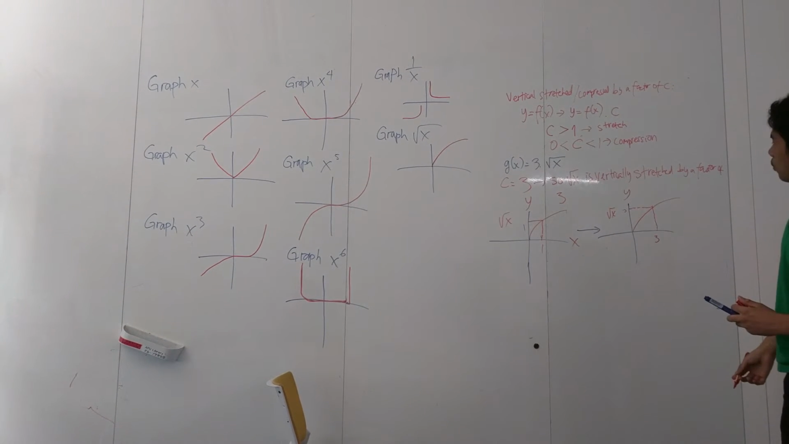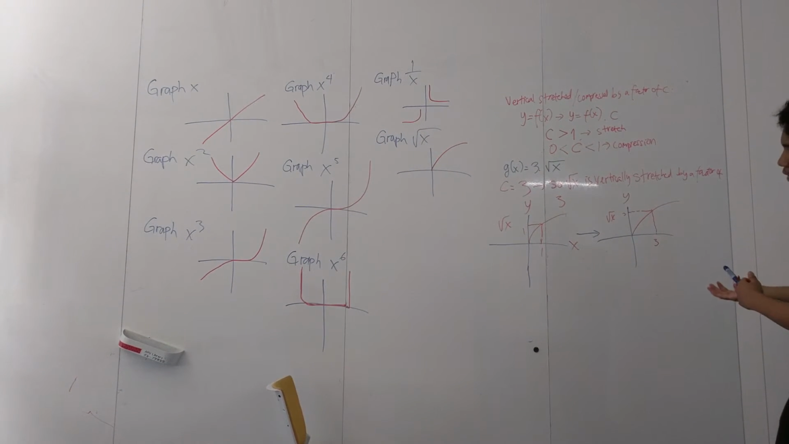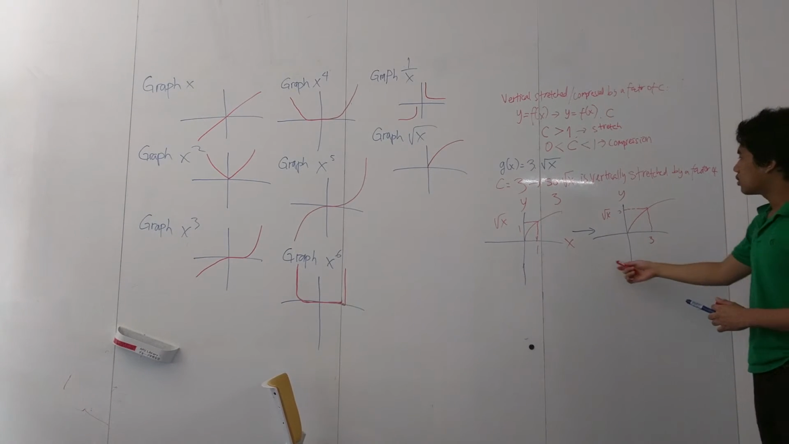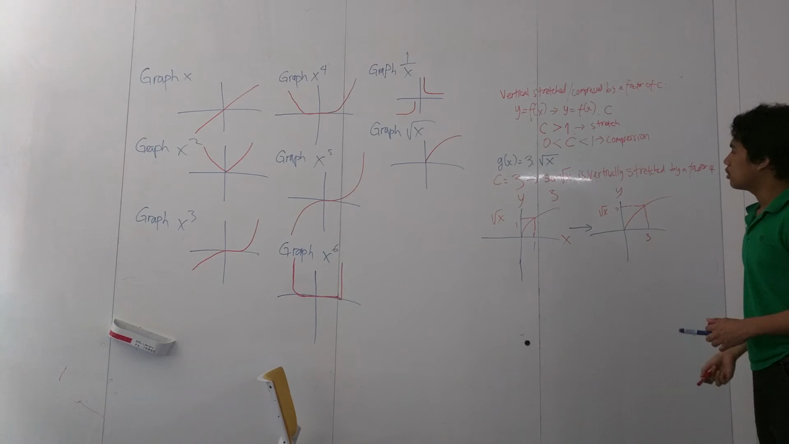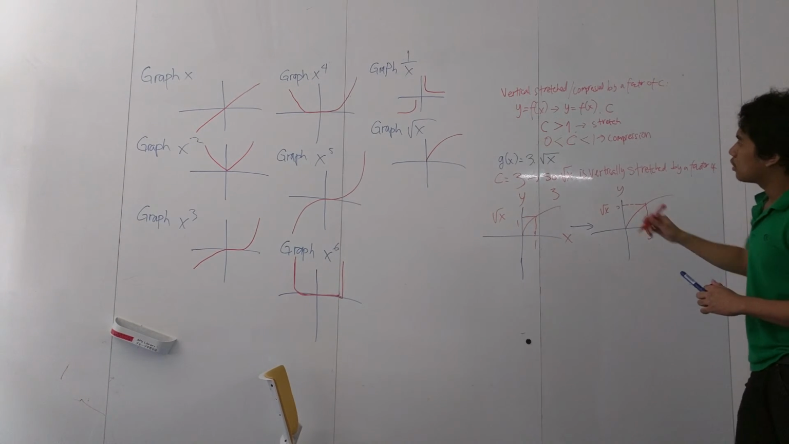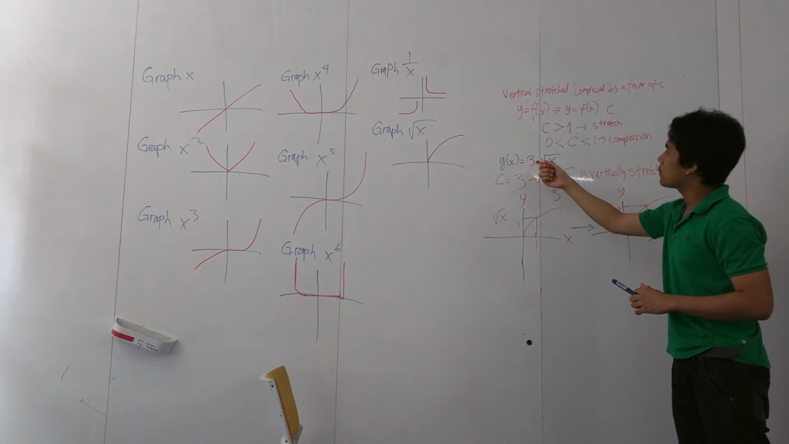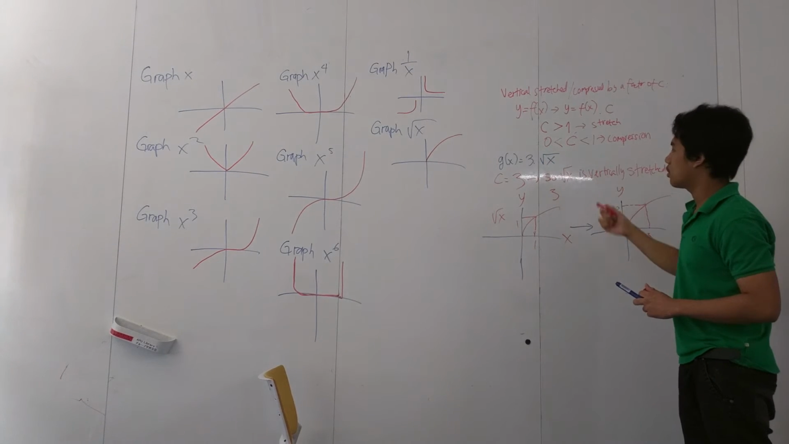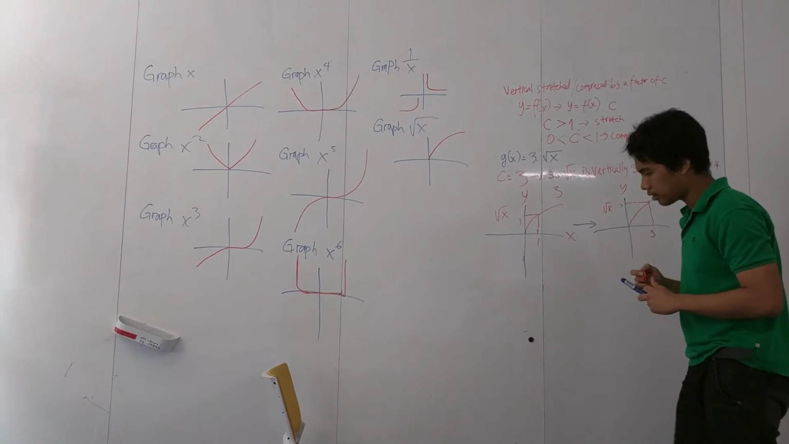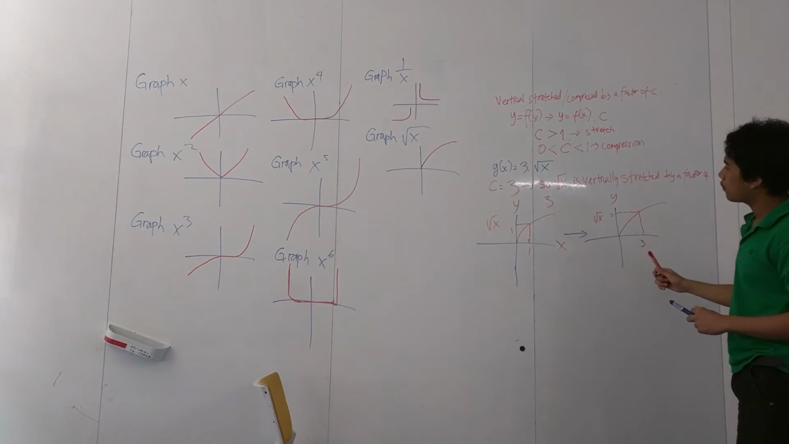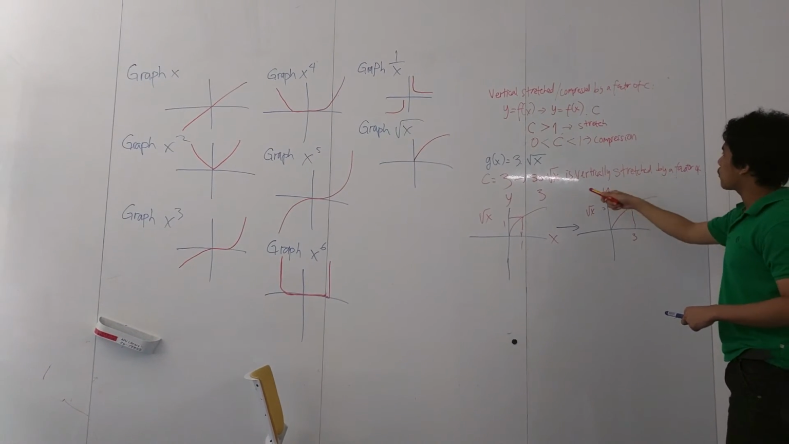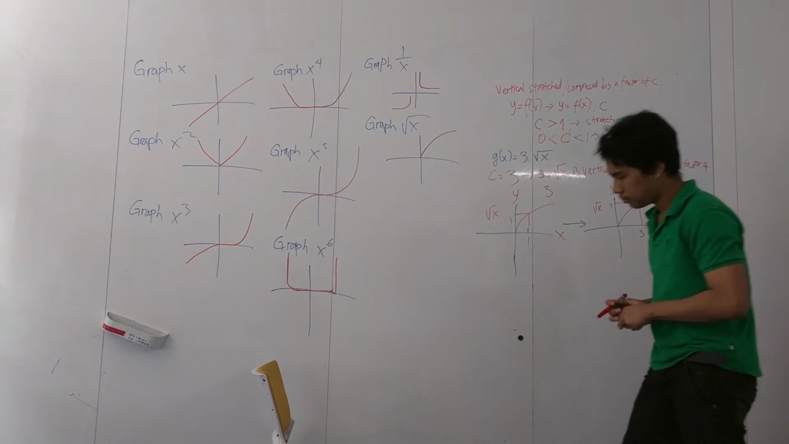As we can see, the graph from 1 will change to 3 because you just need to do the times, like 3 times the root of x. So this will be the result of the graph that has been stretched vertically by a factor of 3.